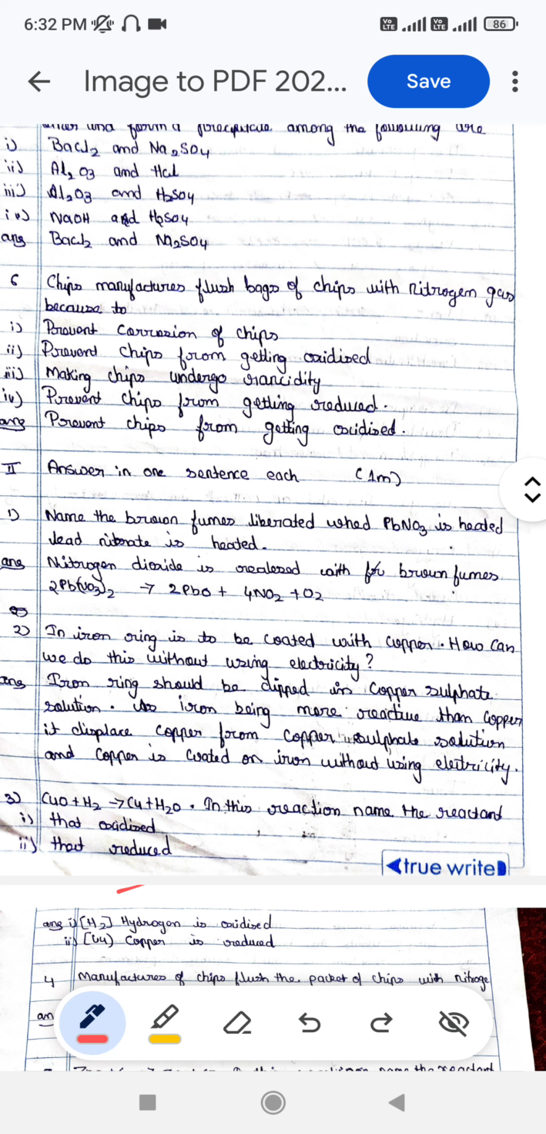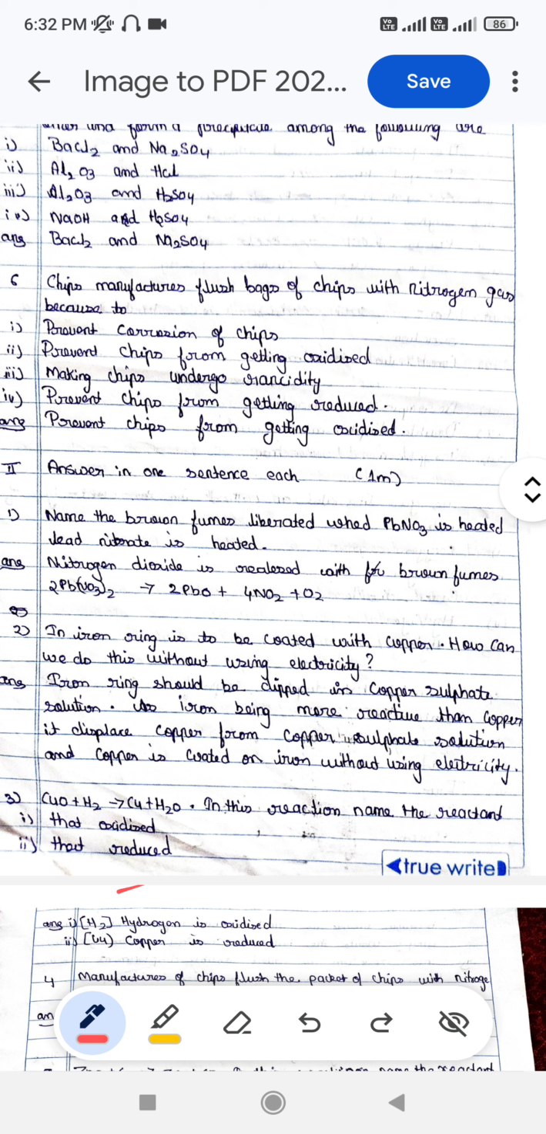Iron rings are to be coated with copper. How can we do this without using electricity? That is the question.